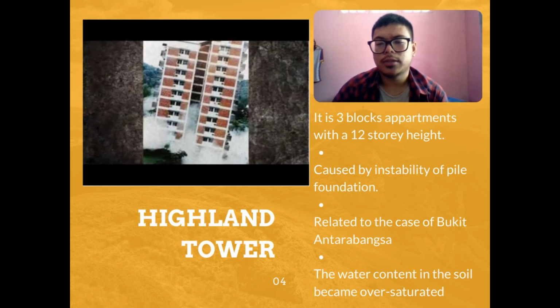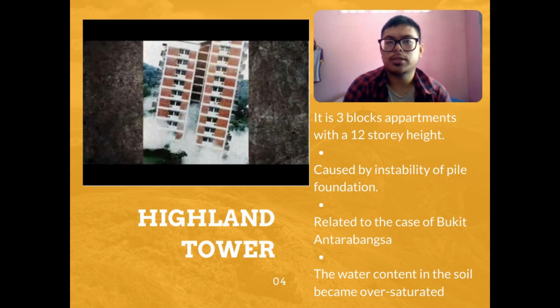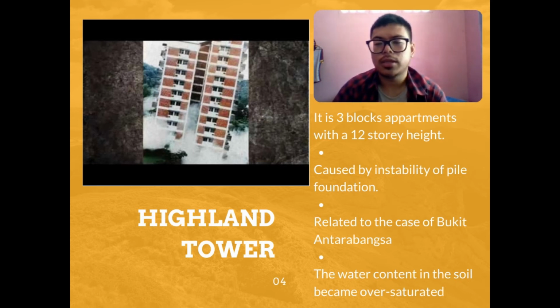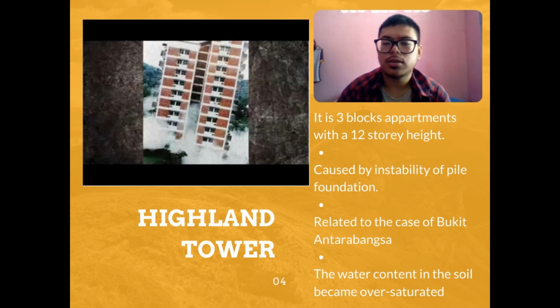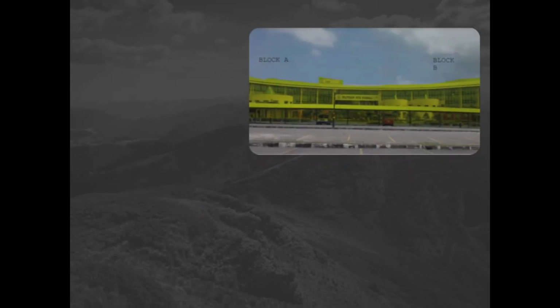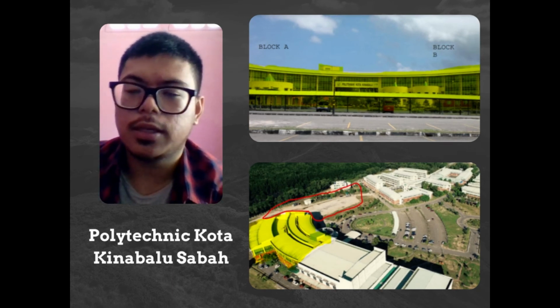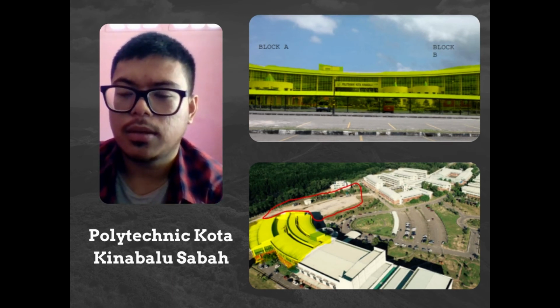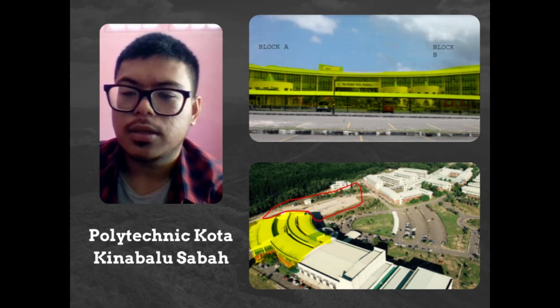Next, Highland Tower. Highland Tower is a 3-block apartment with a 12-story height. The failure was caused by instability of the pile foundation, which is related to the case of Bukit Antarabangsa, where a pipe burst caused the water in the soil to become oversaturated. Here is another case study in Polytechnic Kota Kinabalu, Sabah, where half of the management office was demolished because of soil failure.